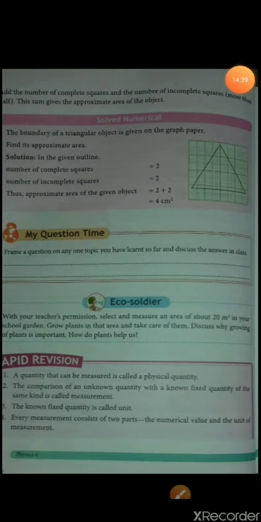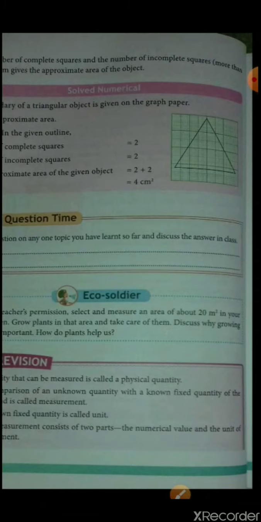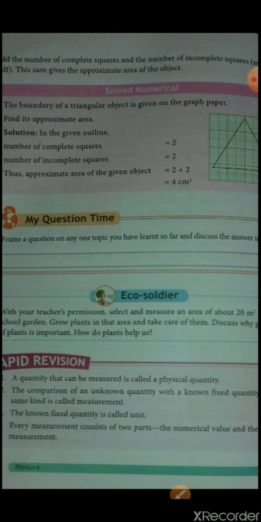Now look at this example. Can you see? Using a graph sheet, they have drawn a triangle. Count the number of boxes. 1, 2. This is one full box, and these two boxes are more than half. If you count them, it is again 1 and 2. Therefore the total number of boxes is 4, so the area will be 4 centimeter square. This is how we find the area of a regular shape using your graph sheet.